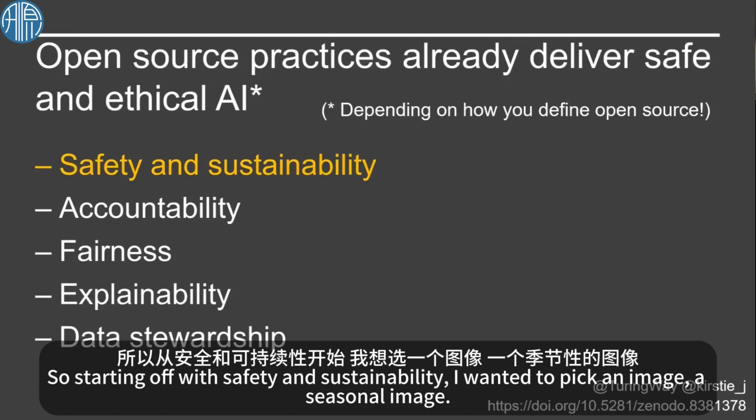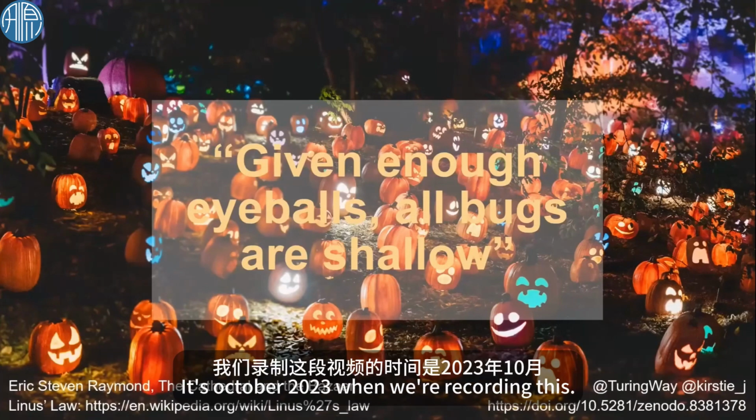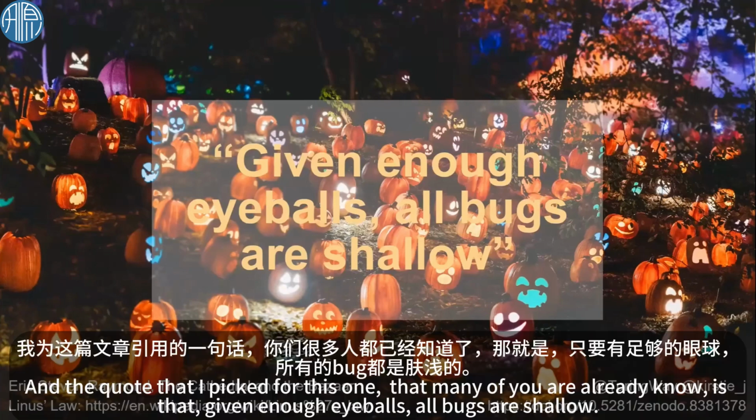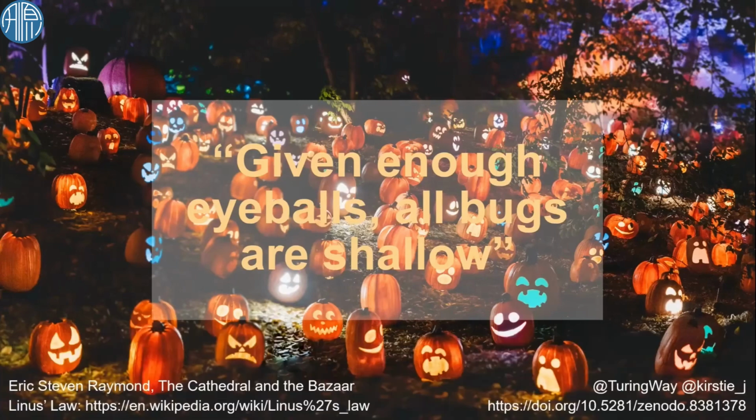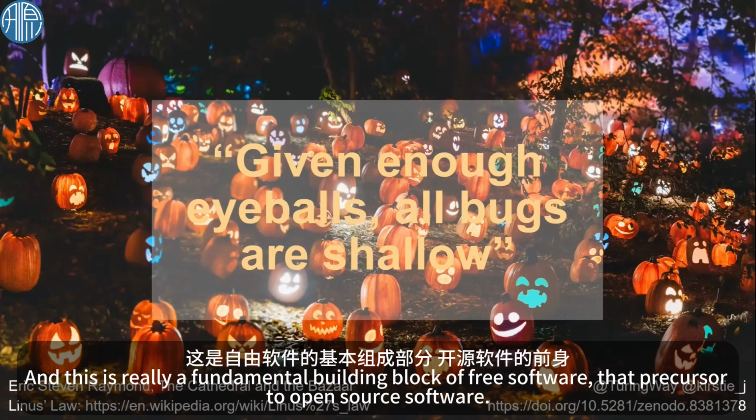So starting off with safety and sustainability. I wanted to pick a seasonal image. It's October 2023 when we're recording this. And the quote that I picked for this one, that many of you will already know, is that given enough eyeballs, all bugs are shallow. This is Linus's law, and it was codified in The Cathedral and the Bazaar by Eric Steven Raymond. And this is really a fundamental building block of free software, a precursor to open source software.